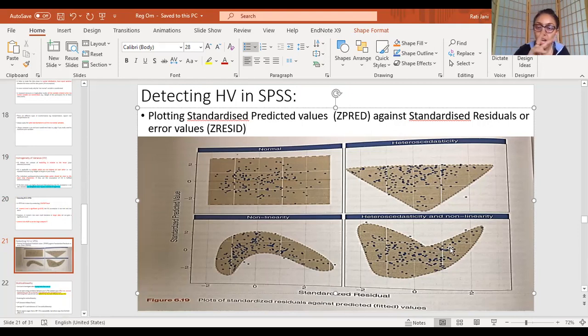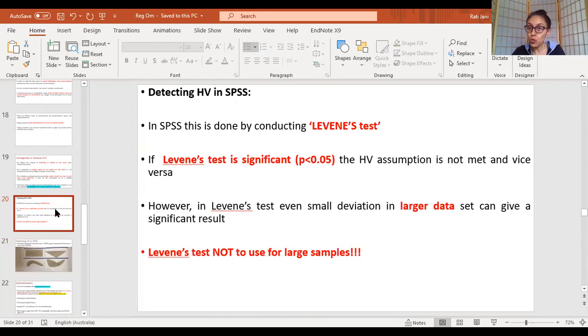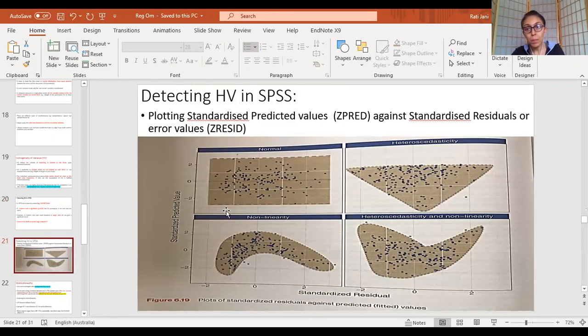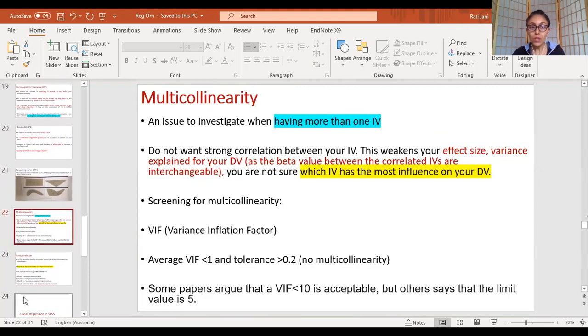So when you plot these residual values, that is when you come to know whether you're meeting homogeneity of variance or not. It helps you to visually detect. As I said, Levene's test is good for small samples, but this is also applicable for large samples. You can plot these values and make inferences whether you are meeting homogeneity of variance, and therefore what the next step is, whether to use weighted least squares or not.